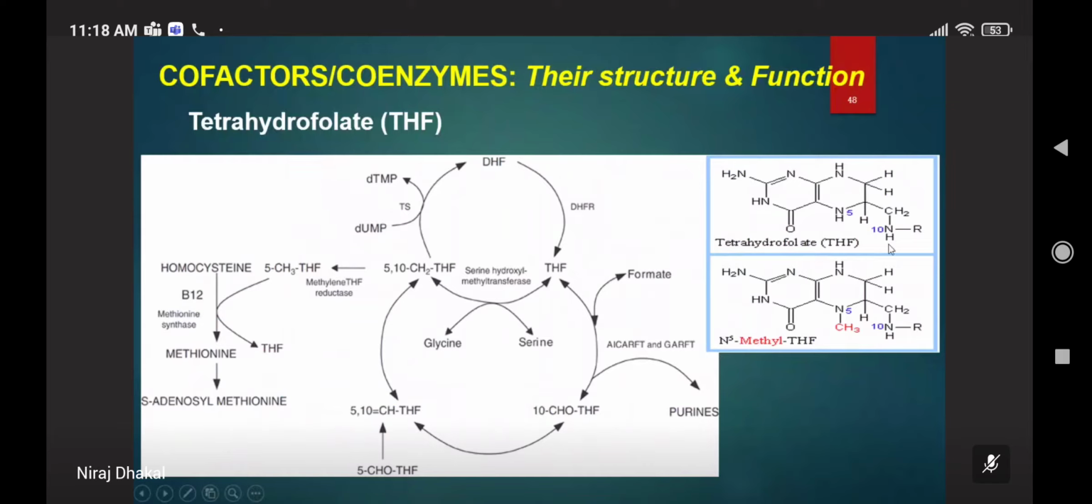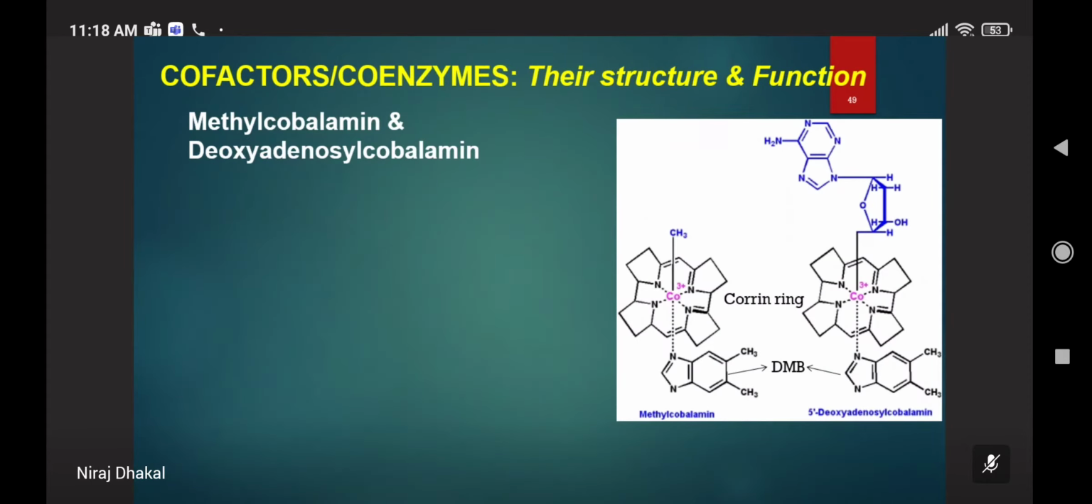So again, this is the structure of methyl tetrahydrofolate, and this one is the tetrahydrofolate which you just saw in the previous slide. Another is methyl cobalamin or deoxyadenosyl cobalamin. So this one is the structure of cobalamin. You don't need this structure. It is a very complex structure.